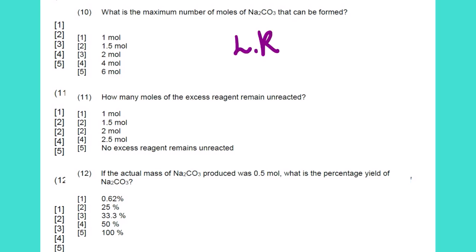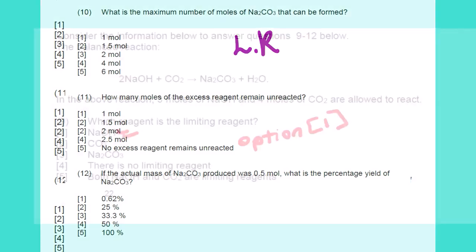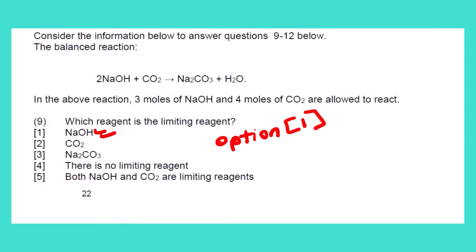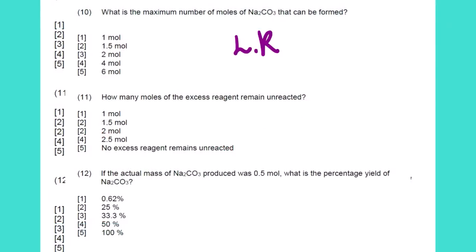The question says, what is the maximum number of moles of sodium carbonate that can be formed? Now looking at the equation, we can see that sodium carbonate is the product. So in order to determine the production of any product, we are going to be needing the limiting reagent, because we are going to perform a mole ratio between the limiting reagent and the desired product.